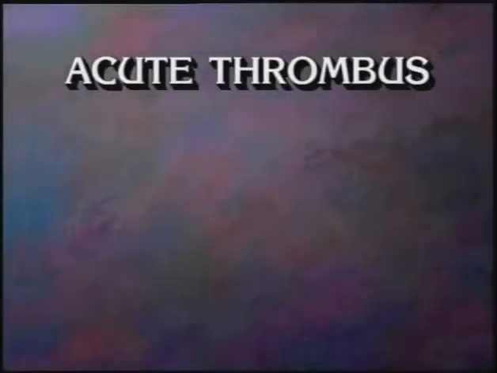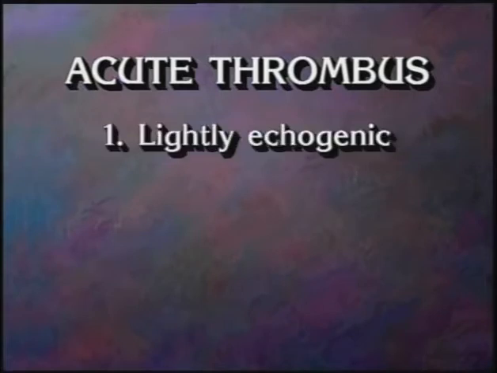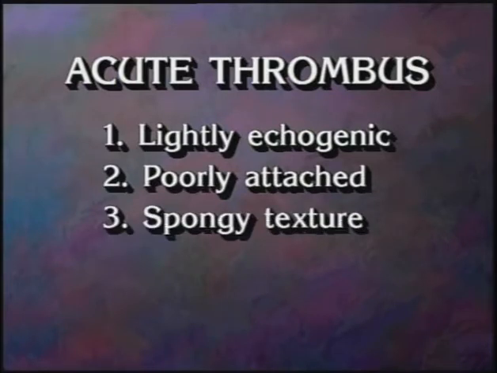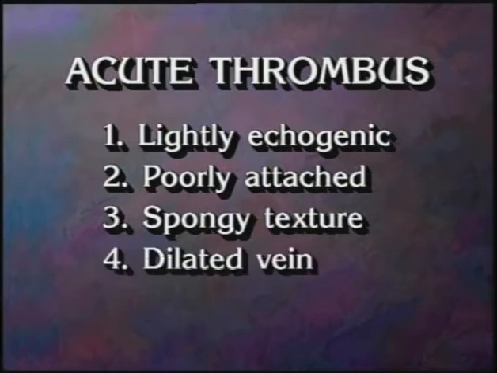Once thrombus has been identified, the examiner should evaluate and characterize it. Some observable characteristics of the thrombus can provide clues as to its age. They include those characteristics usually associated with acute thrombosis: 1. Lightly echogenic thrombus. 2. Poorly attached thrombus. 3. Spongy textured thrombus. 4. Dilated vein when totally obstructed.